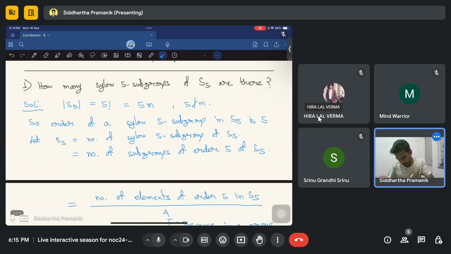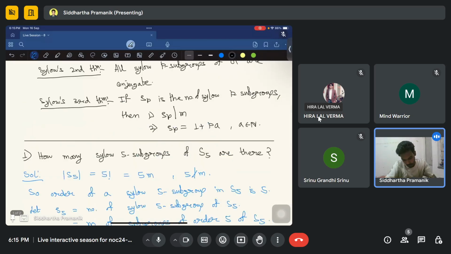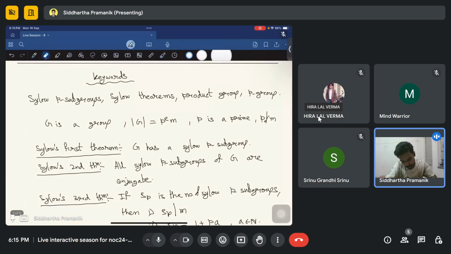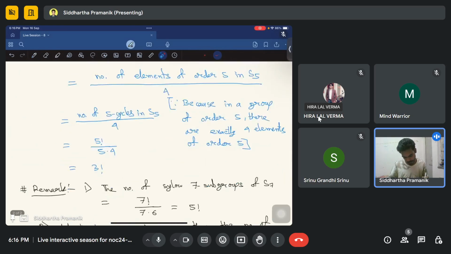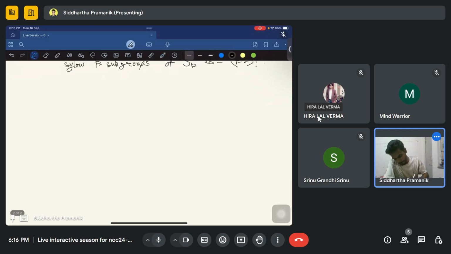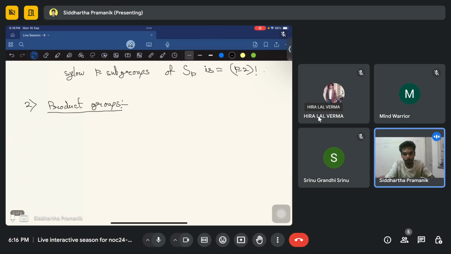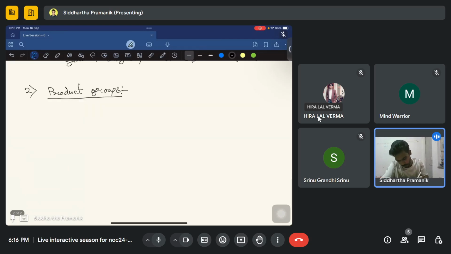So I hope this is clear. Now before moving on to other applications of Sylow's theorem, I want to mention some things about product groups, because you need to know these things and I will be using them. So let me define it first in a proper manner. Then I will mention some properties without proof, which I will use in the next problems.